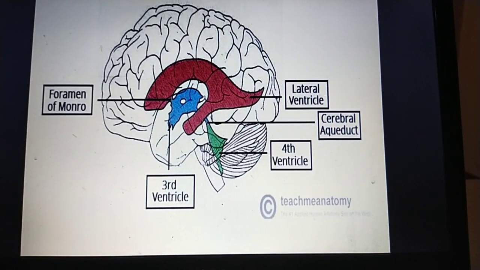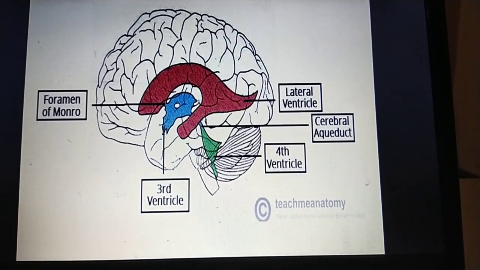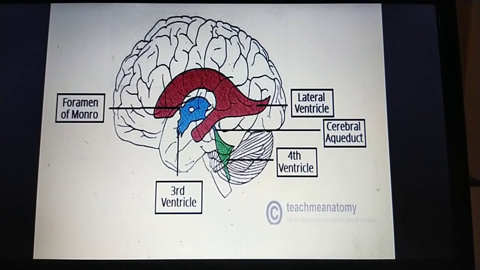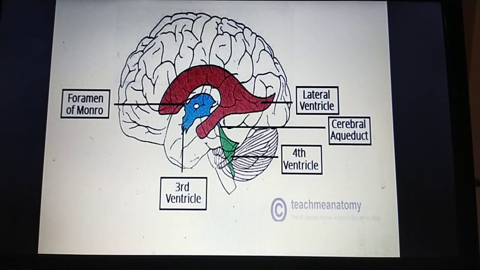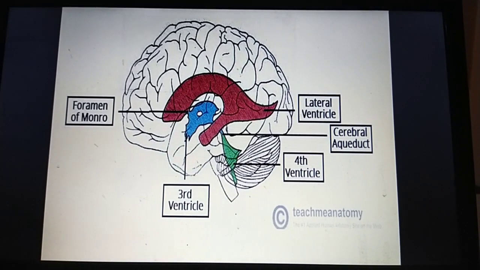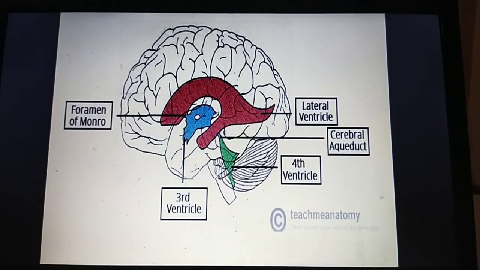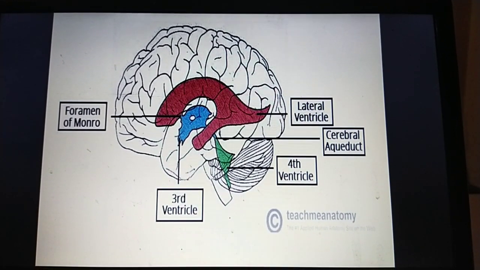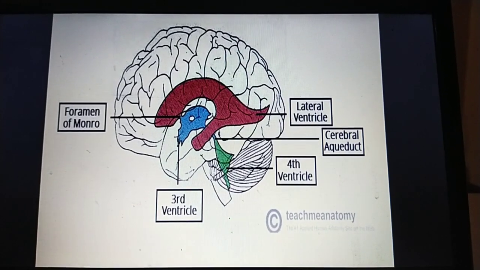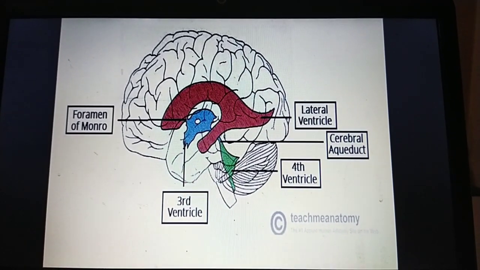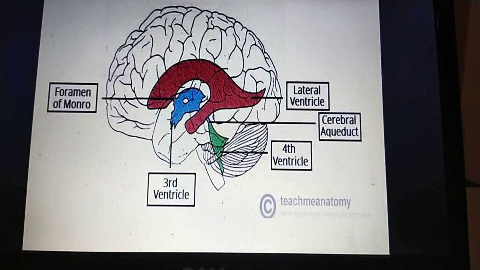The ventricles of the brain are the communicating network of cavities filled with the cerebrospinal fluid, or CSF, and located within the brain parenchyma. The ventricular system is composed of two lateral ventricles, one third ventricle, the cerebral aqueduct, and the fourth ventricle. You can see this in these images.